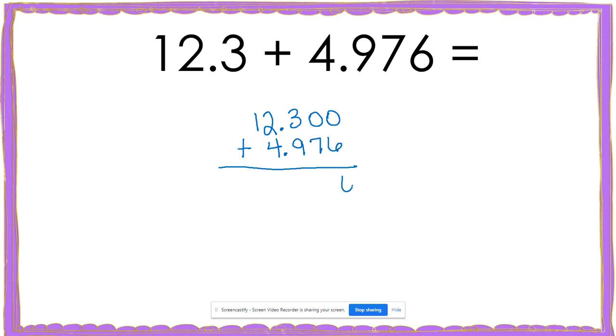0 plus 6 is 6. 0 plus 7 is 7. 3 plus 9 is 12, so I put my 2 and carry my 1. I'm also going to bring down my decimal. 1 plus 2 is 3. 3 plus 4 is 7. And then I have this 1 that I can bring down. So the sum is 17.276, or 17 and 276 thousandths.